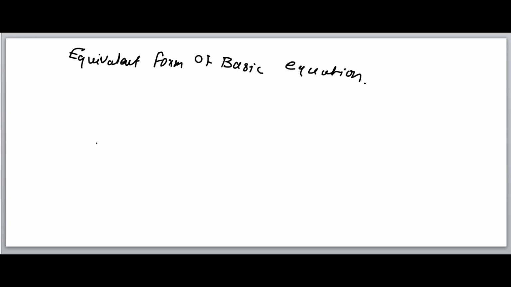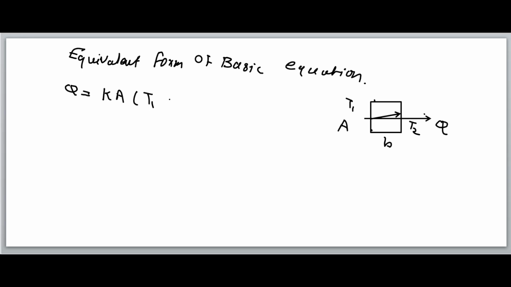We know for a slab of width B, with temperature at surface 1 as T1 and the other surface at T2, with its area A and heat transfer rate Q, we can write Q is equals to K into A into T1 minus T2 upon B. For the case of a slab we can simply write in this form.